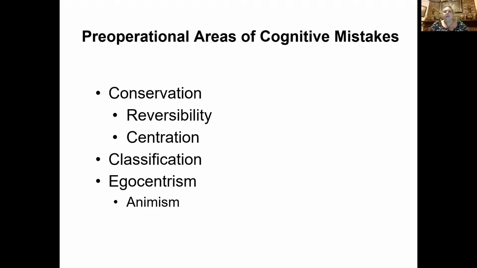There are these areas of cognitive mistakes that children make during the pre-operational period. We are going to take a look at the following. We're going to look at conservation and something called a conservation task. We're going to talk about the concept of reversibility and centration. We are going to look at classification and egocentrism, and specifically animism. These are areas that children in early childhood tend to make errors in.